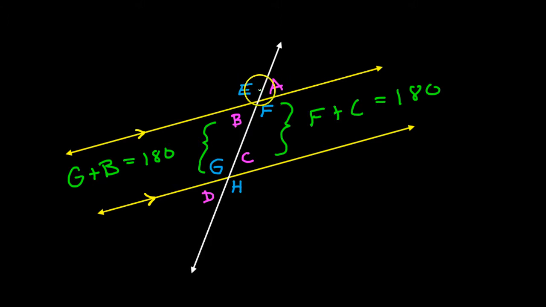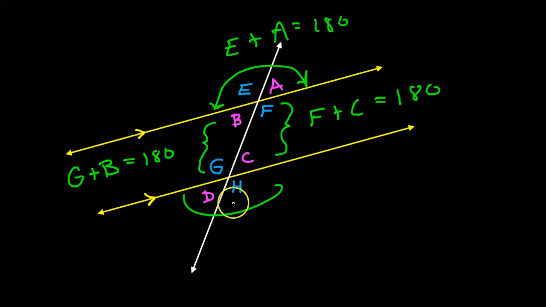Also, angles like these up here, E and A, are also supplementary. You see how they're right next to each other, they make a straight line. So really, if you take any blue angle and a pink angle, they are supplementary. So E plus A would equal 180. D plus H would equal 180. But because all the pink angles are the same and all the blue angles are the same, any pink angle plus any blue angle should equal 180.